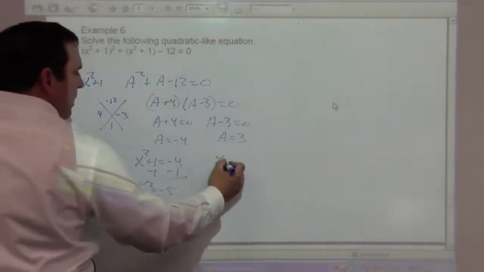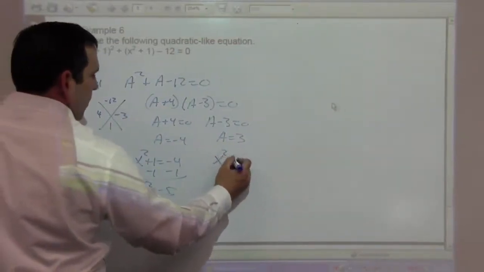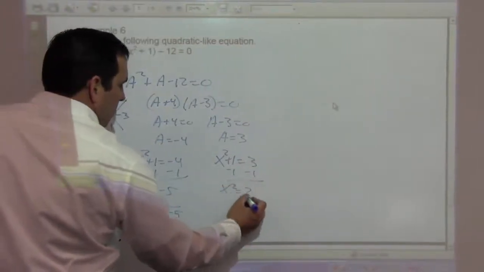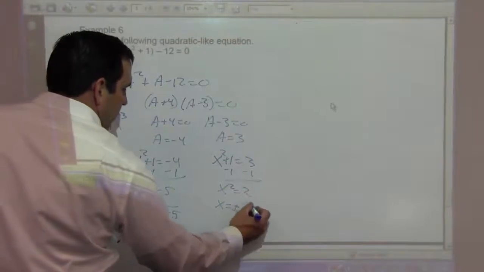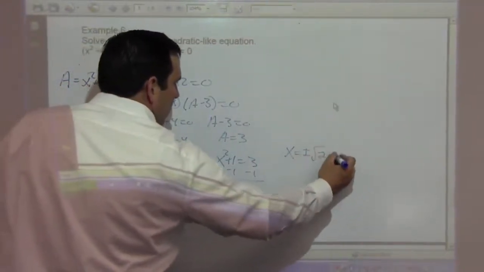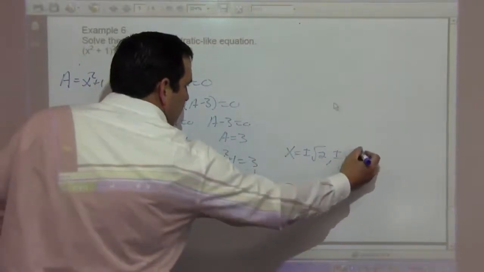Let's solve the other one. X squared plus 1 equals 3. X squared equals 2, so x would be plus or minus the square root of 2. So our solutions will be plus or minus the square root of 2, plus or minus i times the square root of 5.